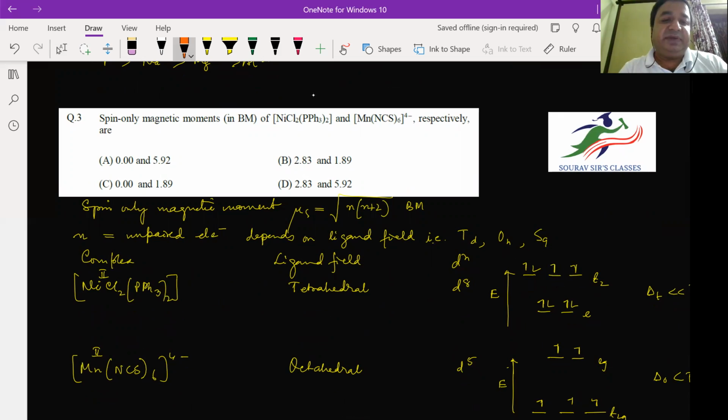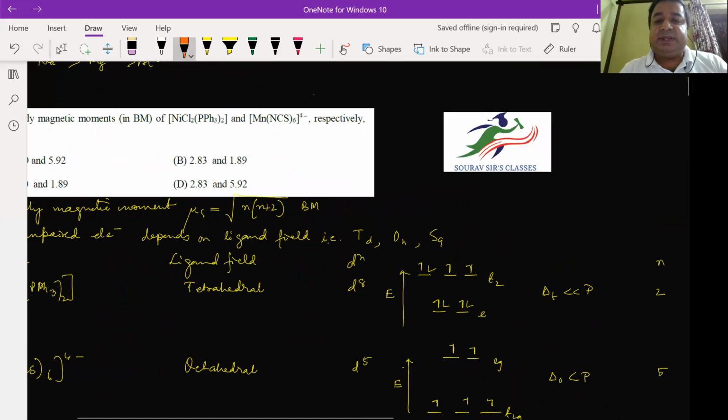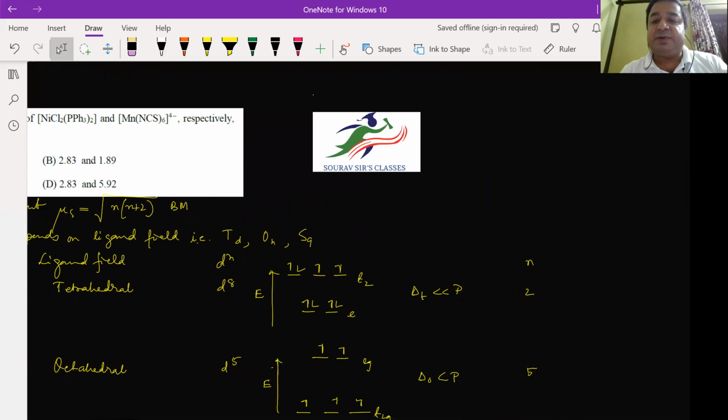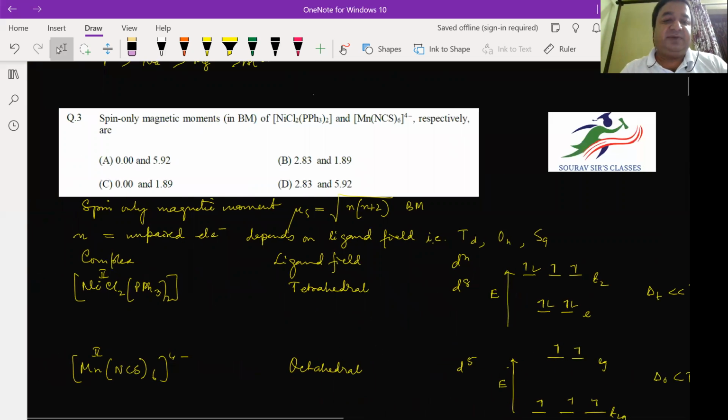Now here we have been given the complex and the corresponding ligand field, the kind of d electrons it has, which obviously will depend on the oxidation state, and then for that particular ligand field, whether pairing energy is less than that of the crystal field or more, and n is going to be the number of unpaired electrons. Okay, now let's see. For NiCl2(PPh3)2, the kind of geometry that we will have, for a nickel system with charge 2, it will be tetrahedral.